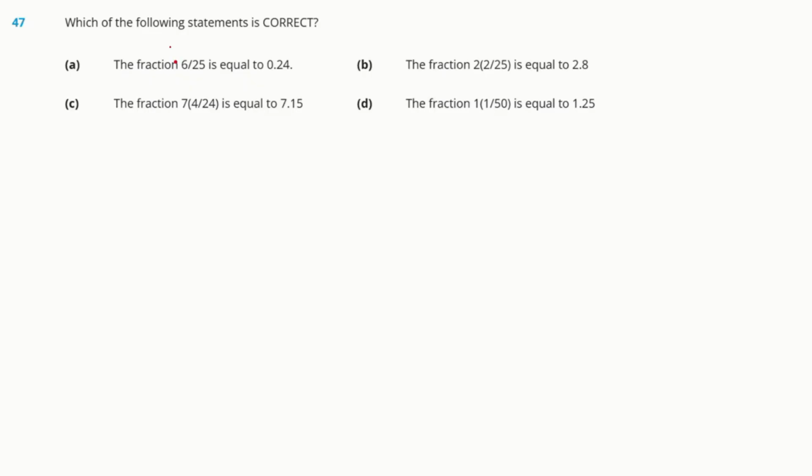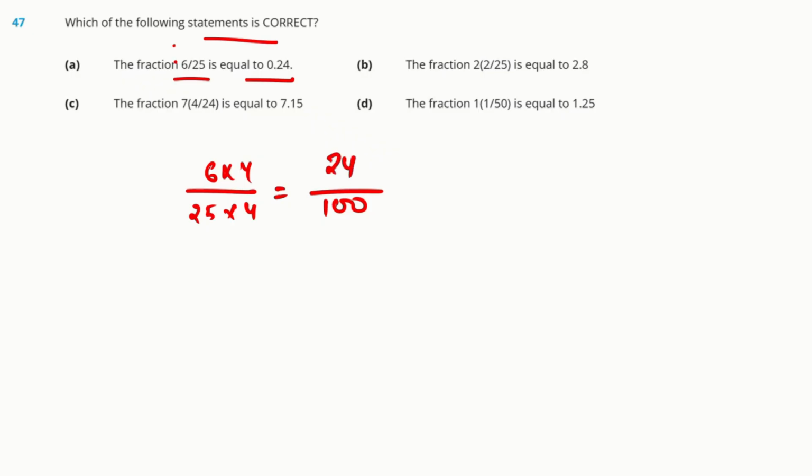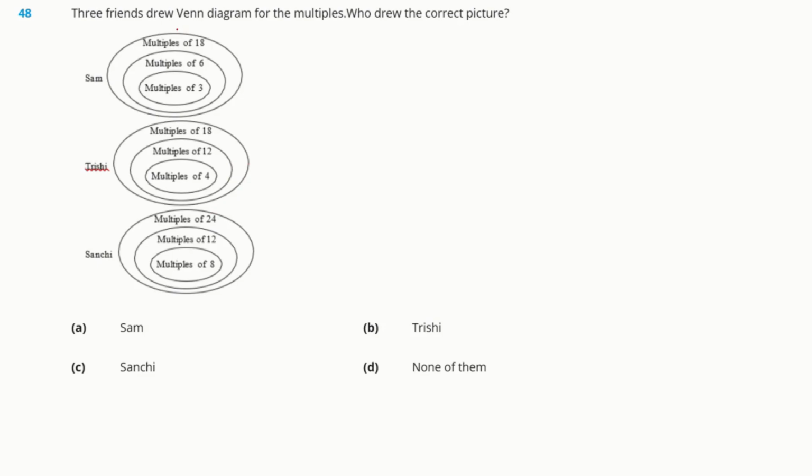Moving on to the next question, which of the following statements is correct? 6 by 25 is equal to 0.24. Let's see. If we multiply by 4, we would get the denominator as 100. The numerator also gets multiplied by 4. So 6 by 25 becomes 24 by 100, which is 0.24. Yeah, so the very first one is correct. So that's our answer.